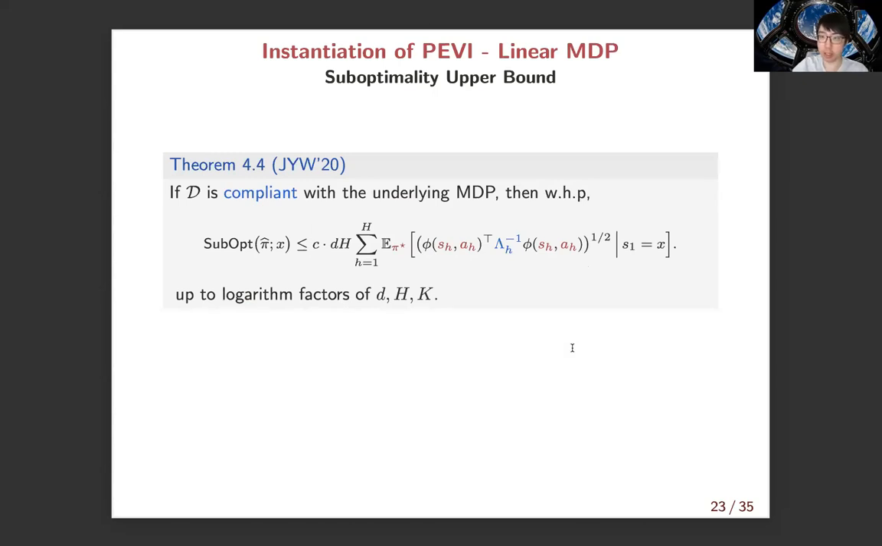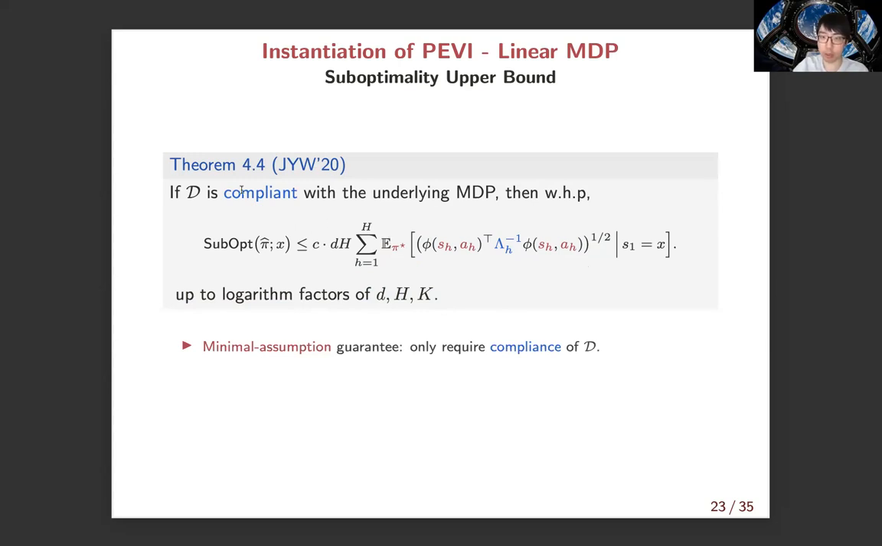And then as a special case of our previous theorem, we can just directly plug in the form of the confidence interval here, and we obtain a very simple upper bound, and we're just accumulating the width of those confidence intervals along the trajectory of the optimum policy.